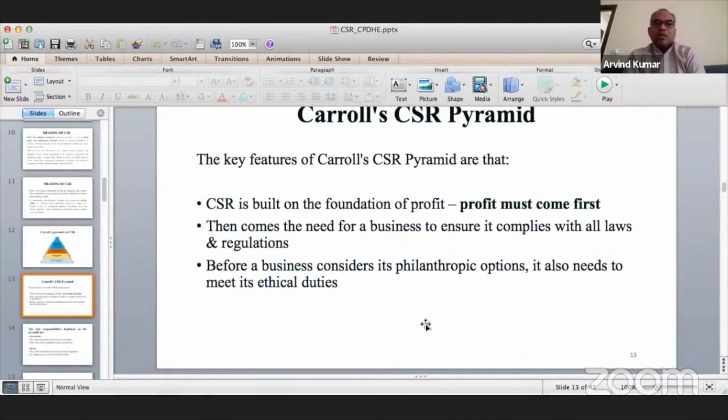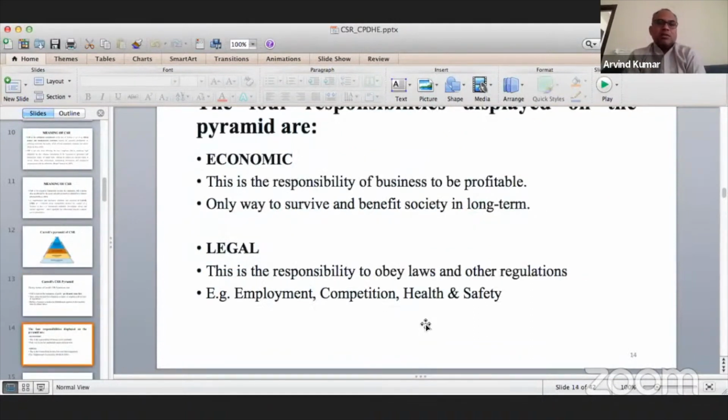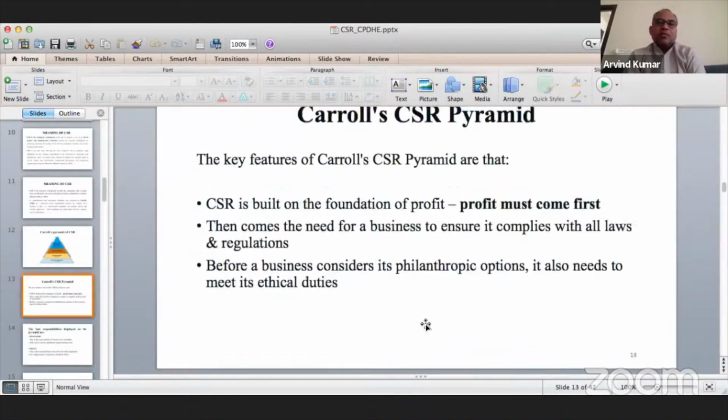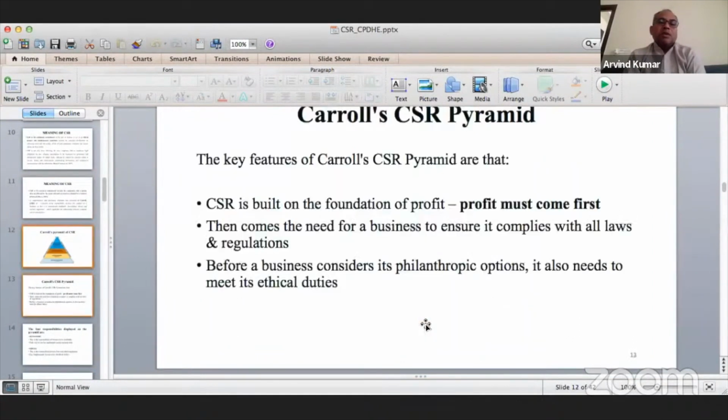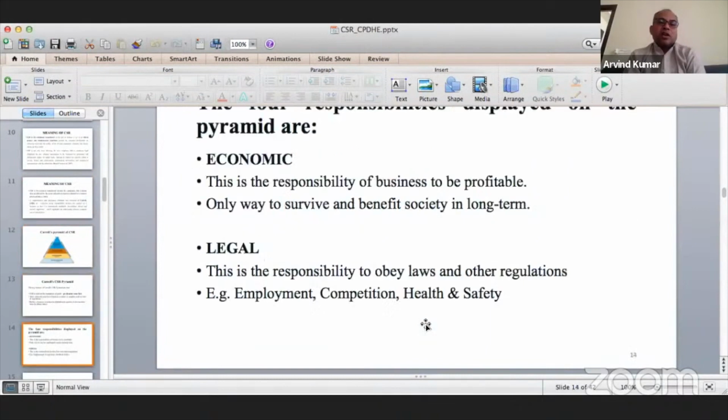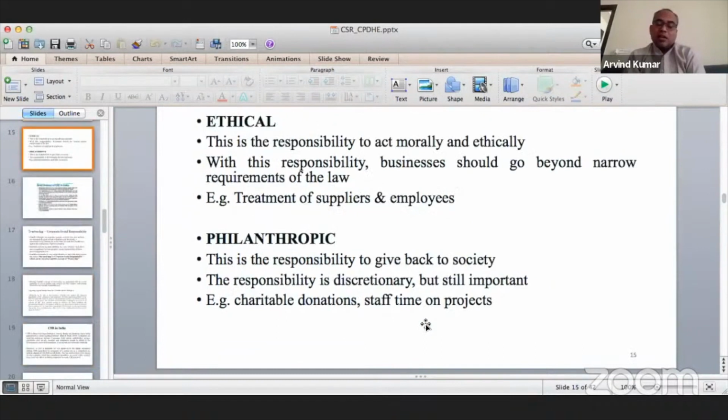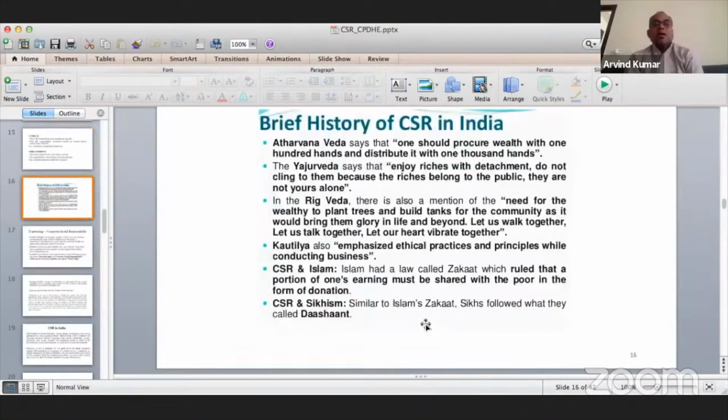I will skip the Carroll model because we have discussed it in detail. There are four pillars of the Carroll model. One pillar is economic, second is legal, third is ethical, and fourth is discretionary. These are very important components of Carroll's model. Here I will talk about some historical perspective of CSR from the Indian context.